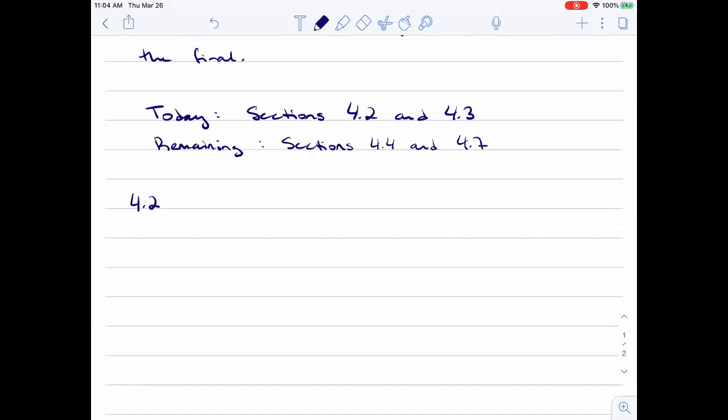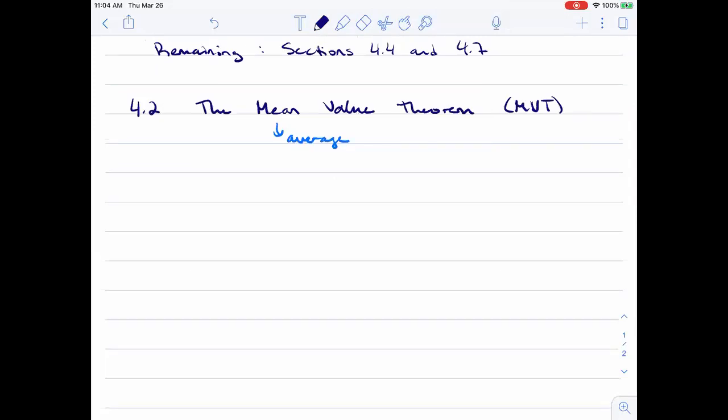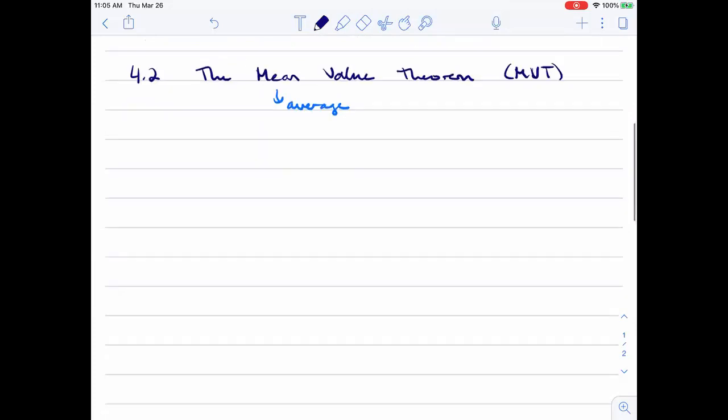Let's do 4.2 then. Section 4.2 is the mean value theorem, which we can abbreviate MVT. Sorry, I've been writing all morning, but you wouldn't think so. Mean is the average. In case you haven't taken any stats, that's usually where you're introduced to the mean as just another word for the average. The mean value theorem we're going to use later on, but before we introduce that, we're going to talk about Rolle's theorem.